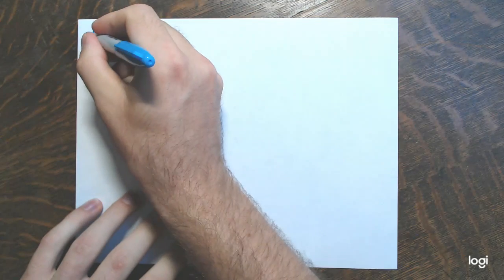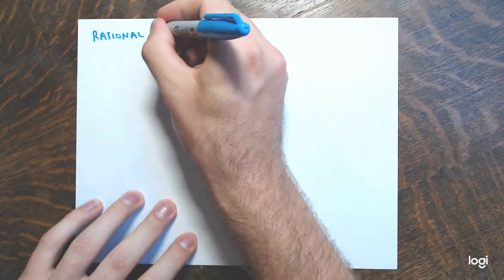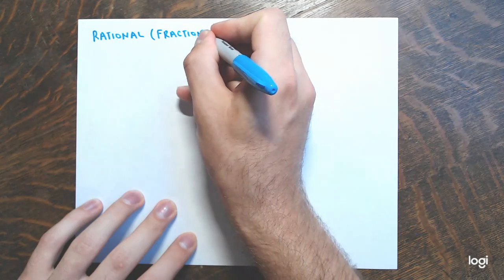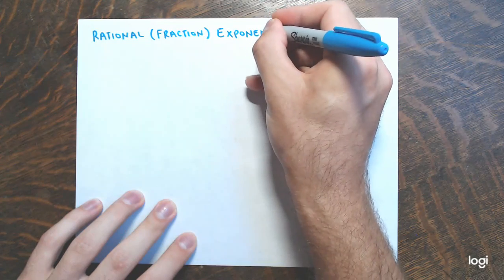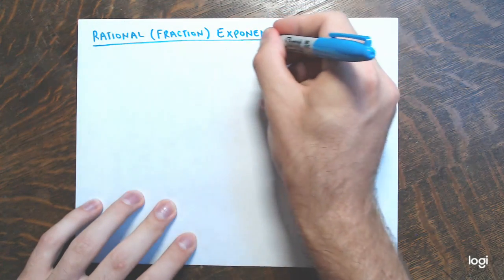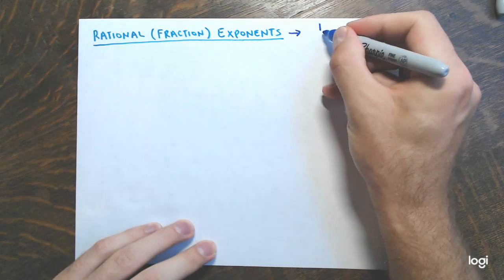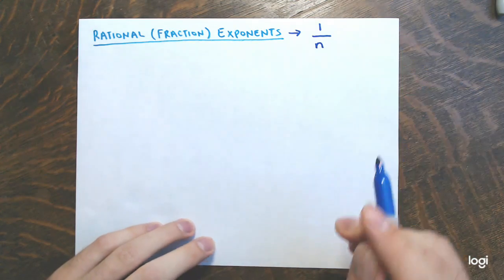Alright, so my first page here, I'm going to just discuss rational, or fraction, exponents. And for this particular video, I'm not going to do every single fraction. We'll get to that in a future video. I'm just going to look at exponents of the form 1 divided by some positive integer n.